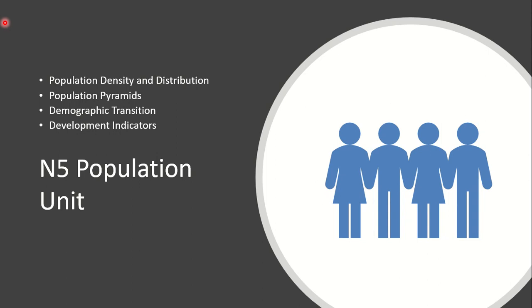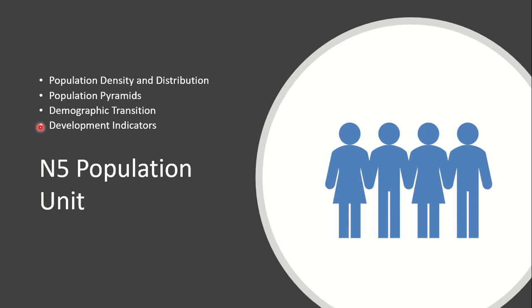National 5 pupils. This is the first in a series of lessons on population. Across the next few videos I'm going to deal with these 4 questions. These are the 4 areas you need to know for the exam: population density and distribution, population pyramids, demographic transition, and development indicators. This is lesson 1, and in it I'm going to give you a bit of background and some key terms that you need.